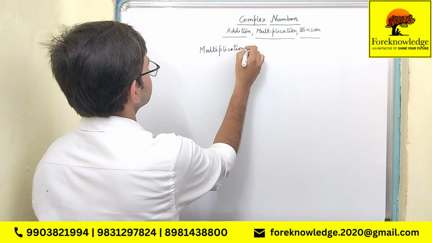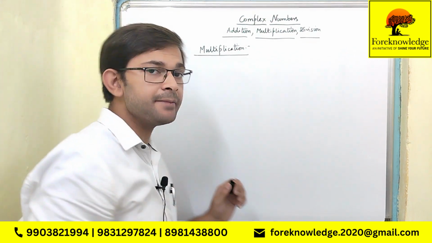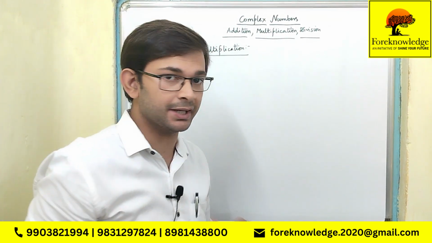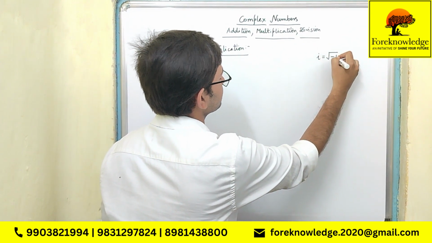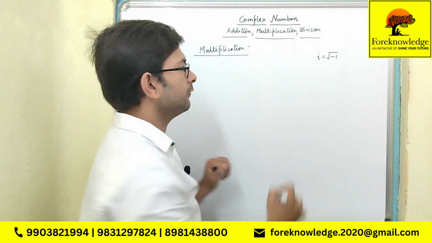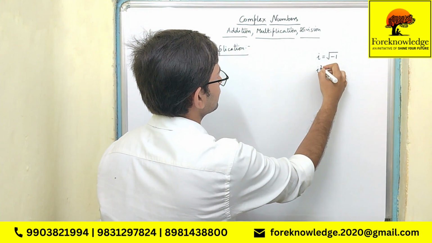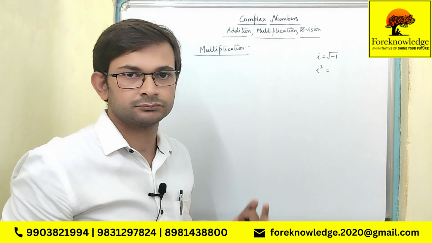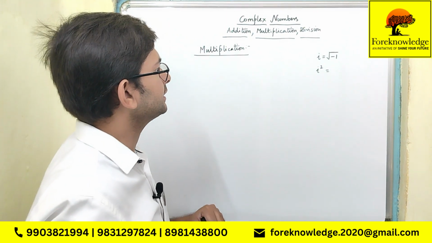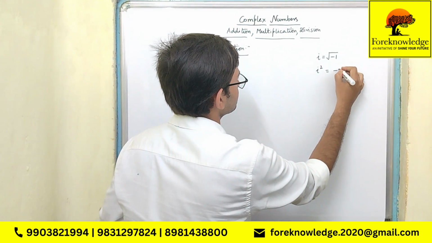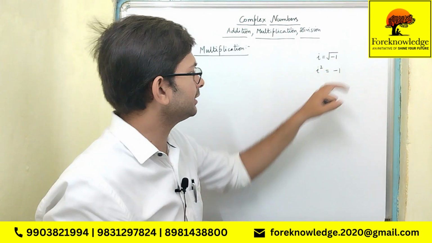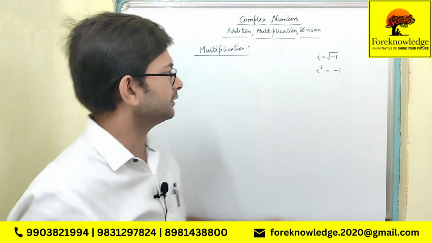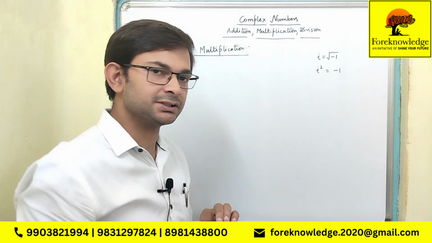For that, we need to understand how iota behaves. What is iota? Iota is root under minus 1. What will be the iota square? This is nothing but minus 1. The square of root under minus 1 is nothing but minus 1. So you have to remember this result.